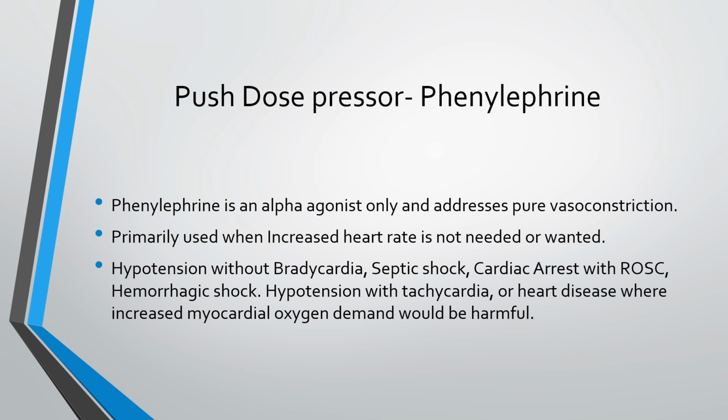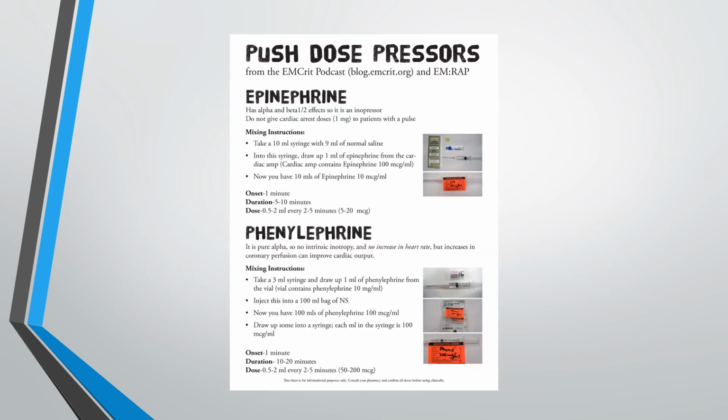Hypertension without bradycardia. So the cases that we'd use are hypertension without bradycardia, septic shock, cardiac arrest with ROSC, hemorrhagic shock. Hypertension with tachycardia or heart disease or increased myocardial oxygen demand would be harmful, and that's primarily the one I'm mainly going to use phenylephrine for.